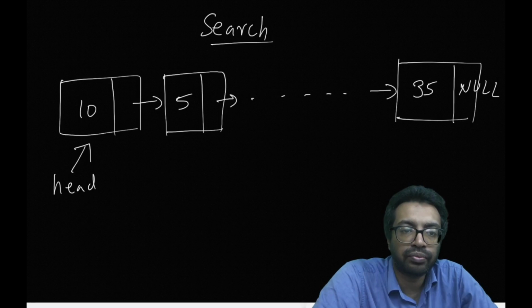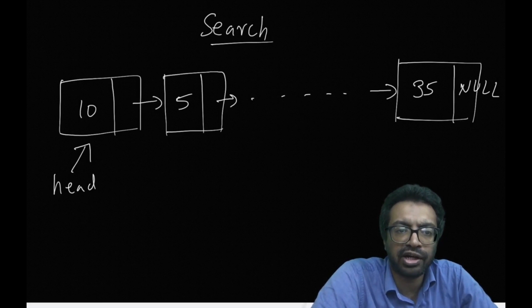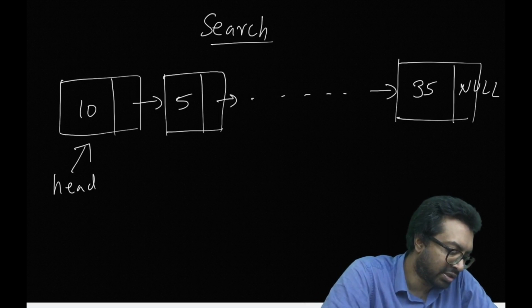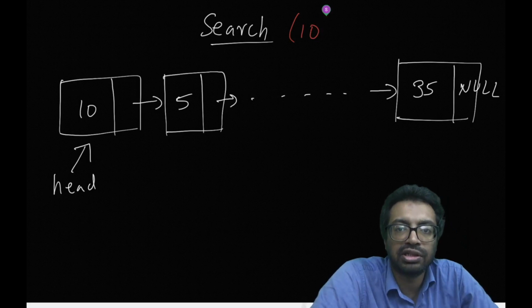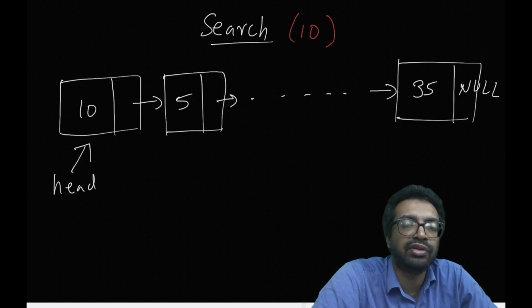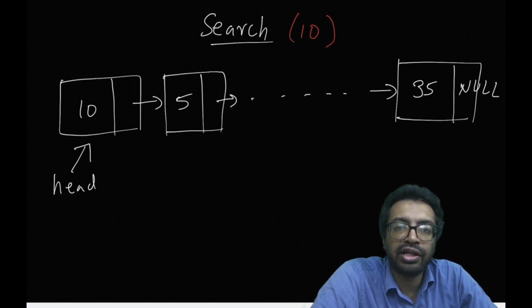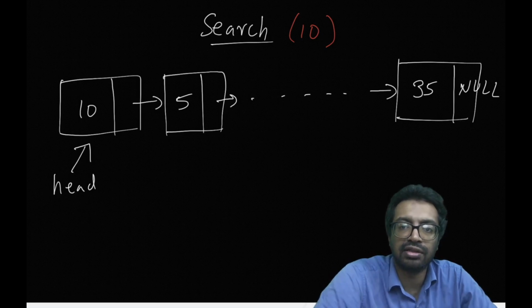If I want to search for a number, I'm going to head, and I'm going to first go to the node at the front of the list, and check whether, so initially I'm going to check for 10. I'm going to search for 10. So I go to the front node and see whether that node is 10, and I find that okay, that node contains the element 10, and I'm going to say yes, 10 is there in this list.